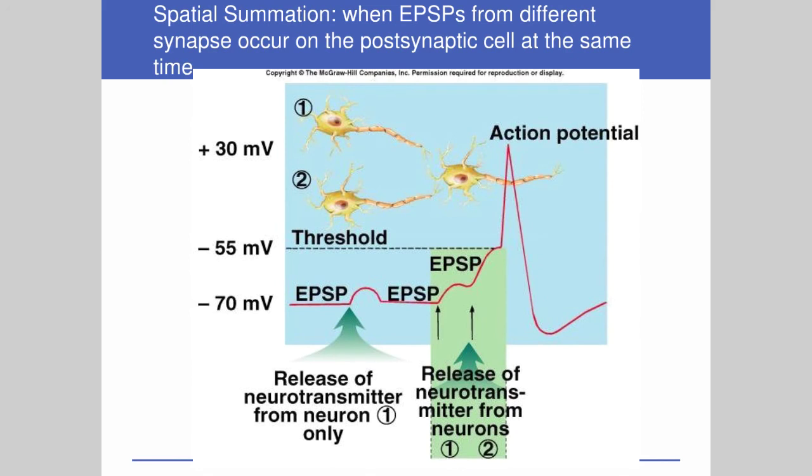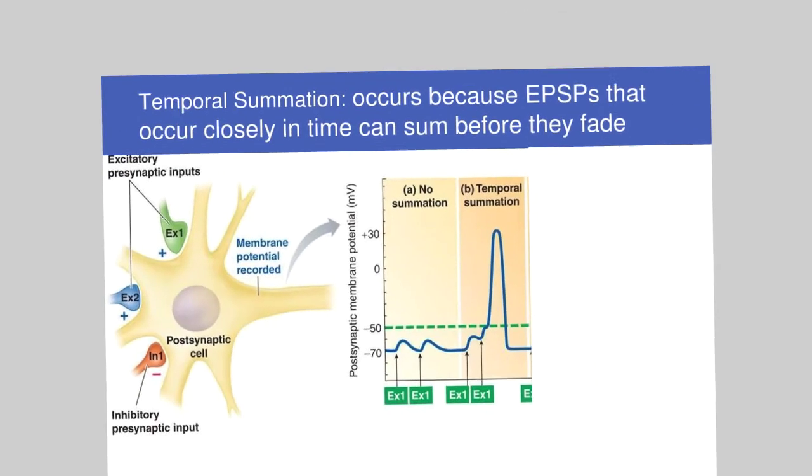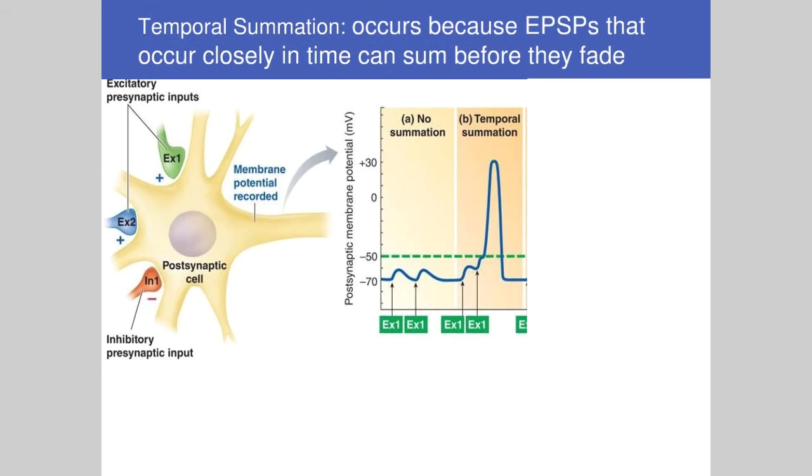Just to go back here, just to show you that definition of spatial summation again. Spatial summation has to do with getting several EPSPs because there are several different synapses occurring on the same postsynaptic cell at the same time. That is in contrast to temporal summation, a different type of summation. This one occurs because the EPSPs that occur closely in time can summate before they fade.